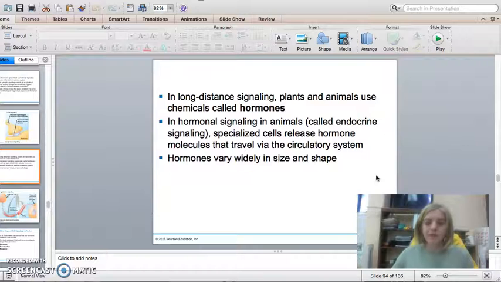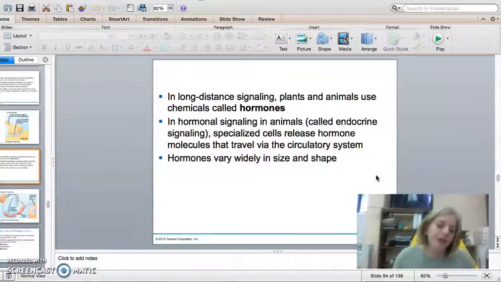But the most important signaling we're going to talk about in this section has to do with long-distance signaling. And for long-distance signaling, plants and animals use a chemical known as a hormone, which most likely you've heard of. In animals, the body system that regulates hormones is known as the endocrine system. So this is often referred to as endocrine signaling.